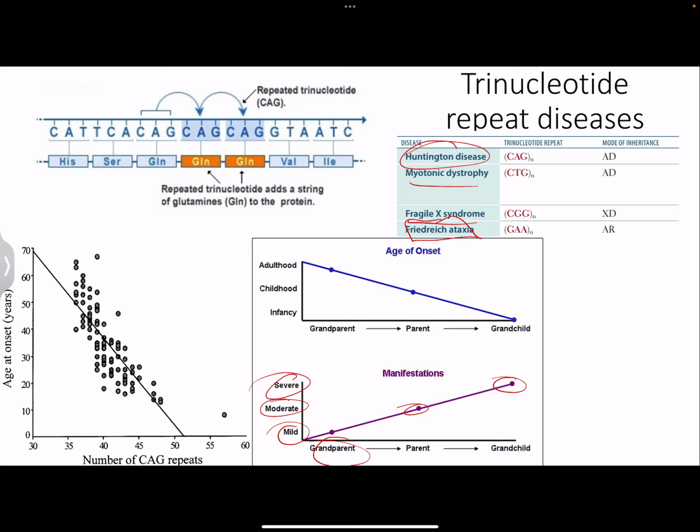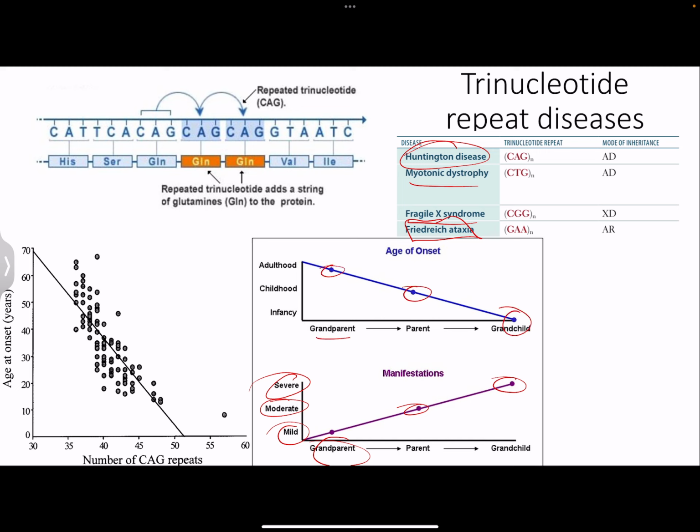That would also explain that if your phenotype is more severe, for the grandfather, the Huntington's hit them in adulthood. For the parent, a little bit earlier. And for the kid with so many CAG repeats, not only is it very severe, but it hits them very early. This is called anticipation.